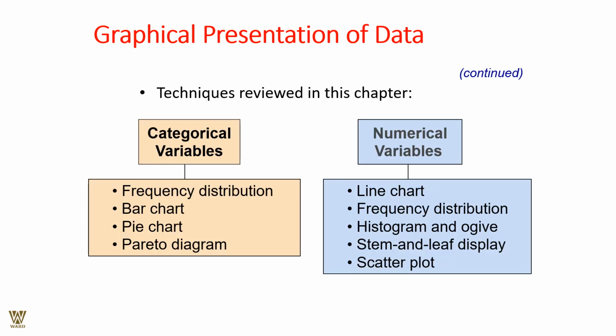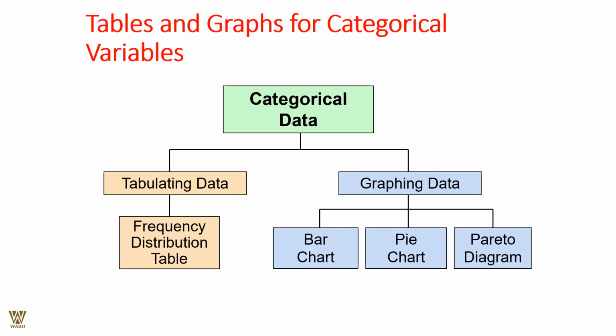Now, graphical presentation techniques for categorical variables might be the frequency distribution, bar chart, pie chart, and Pareto diagram. Numerical variables would use line chart, frequency distribution, histogram, ogive, stem and leaf, or the scatter plot, as the case may be. Talking about categorical data, we are talking about tabulating and graphing data.